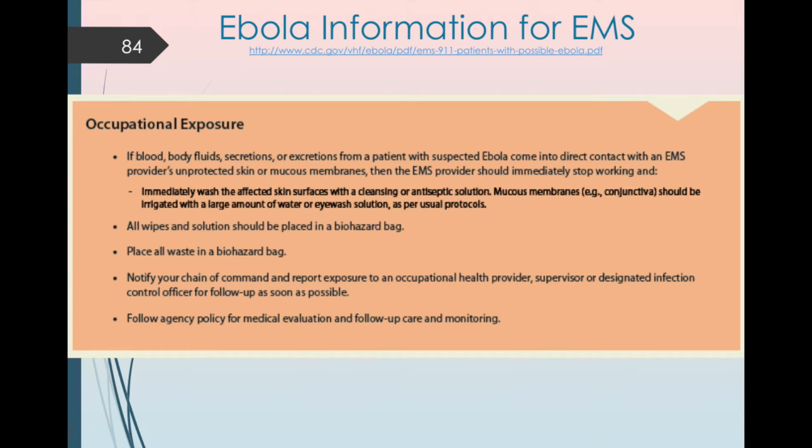For occupational exposure to someone who has suspected Ebola, there are steps listed here, such as if an EMS provider has come in contact with blood, body fluids, secretions, or excretions from the patient, they should stop working immediately and begin washing affected skin surfaces with a cleansing or antiseptic solution, and mucous membranes should be irrigated with large amounts of water or eye wash solution per protocol.